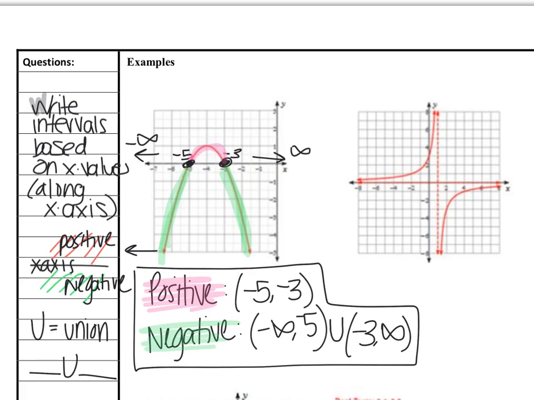All right, let's take a look at this next picture. I'm going to highlight positive again in pink, so that's anywhere above the x-axis. Oops, that's not a highlighter. Anywhere above the x-axis is pink, and anywhere below it is green. And I'm going to list positive and negative.